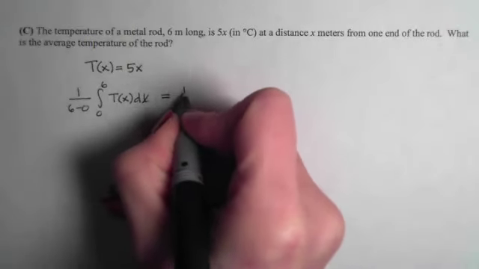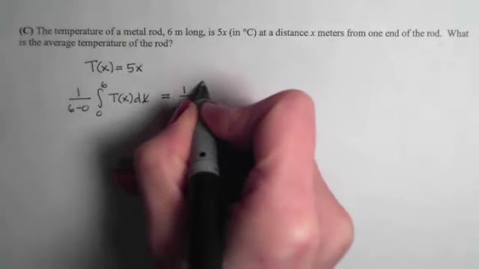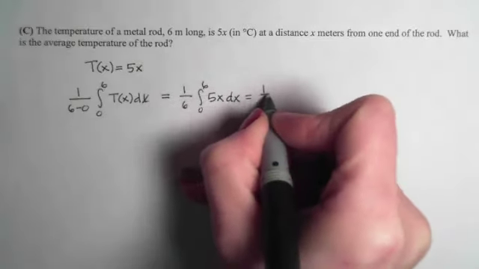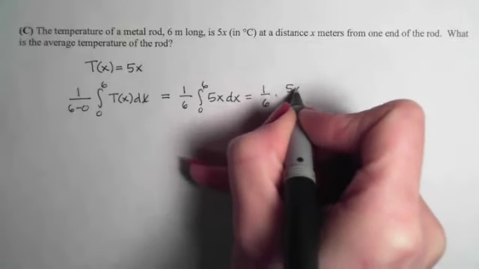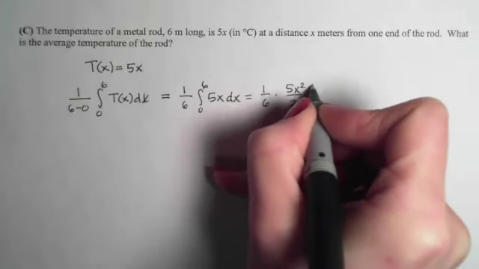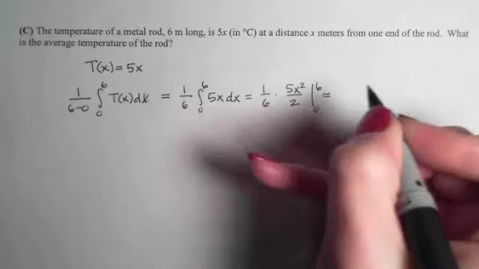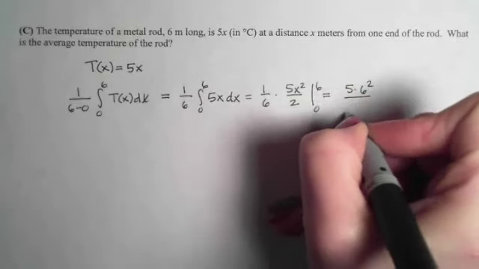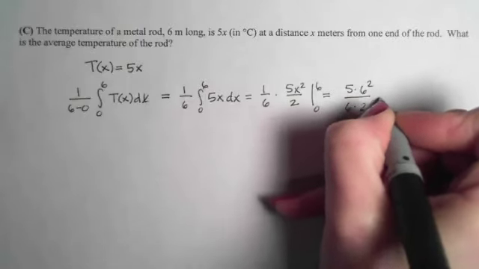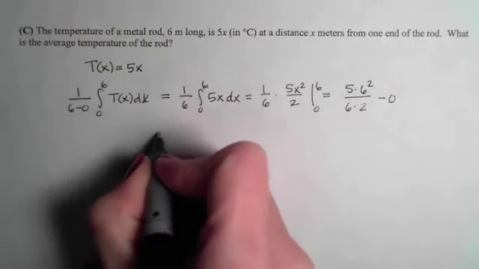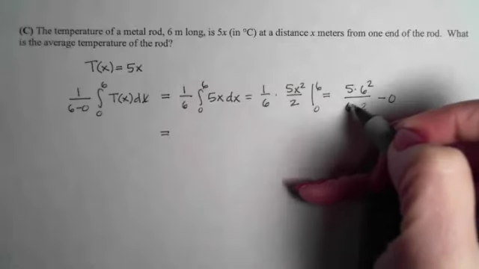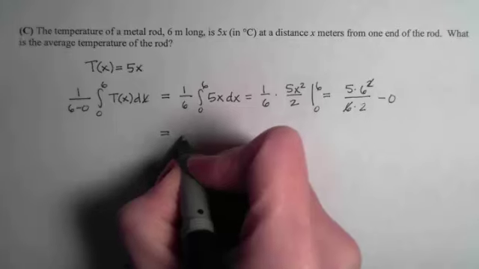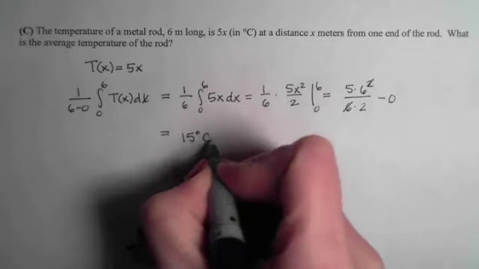So now I've got to answer the question. What did I take the derivative of with respect to x that gave me 5x? And the answer to that is 5x squared over 2, and I evaluate from 0 to 6. Plug in the 6, I have a 5 times 6 squared over 6 times 2, and then I'll subtract 0. So I could use my calculator, or I can just simplify. 6 will go in, and then I'll have a 3, so it looks like I end up with 15 degrees centigrade.